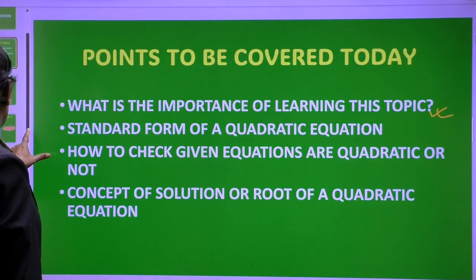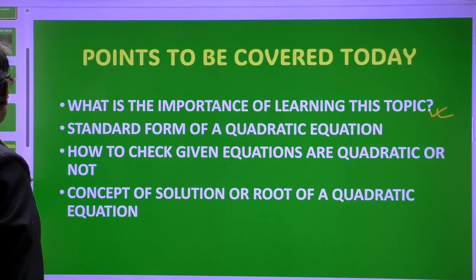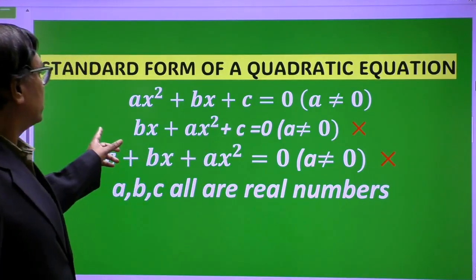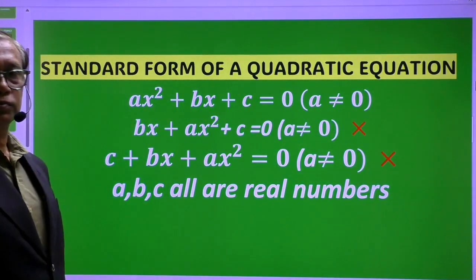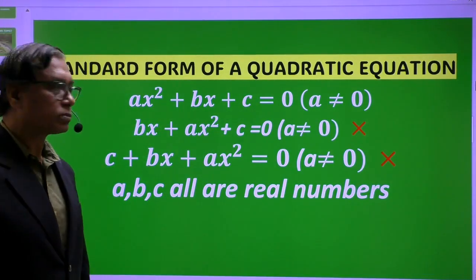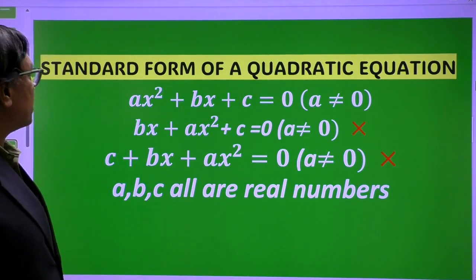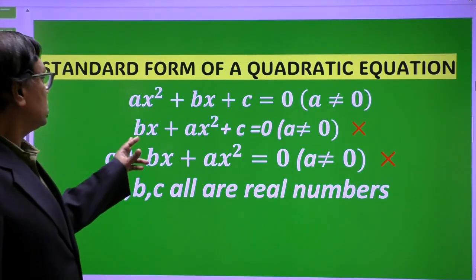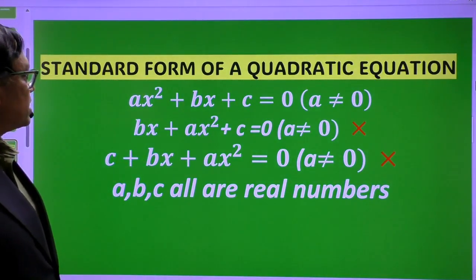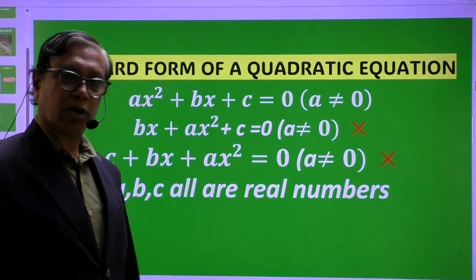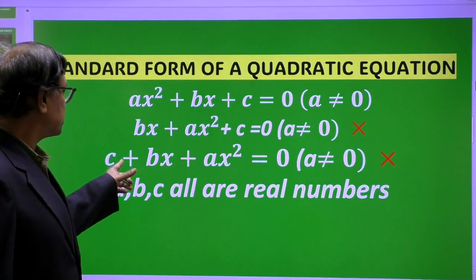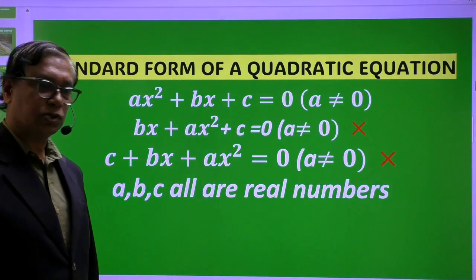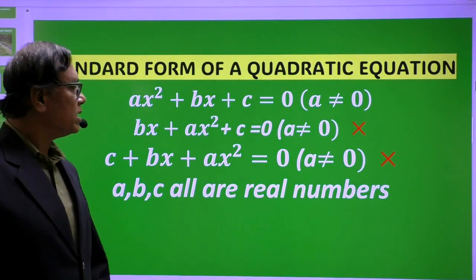Standard form of a quadratic equation. See here, I wrote 3 equations. All are quadratic. First one is ax square plus bx plus c equals 0, where a not equal to 0. Second one is bx plus ax square plus c equals 0. Here also a not equal to 0. And the third equation is c plus bx plus ax square equals 0. Here also a not equal to 0. In all cases, a, b, c are real numbers.